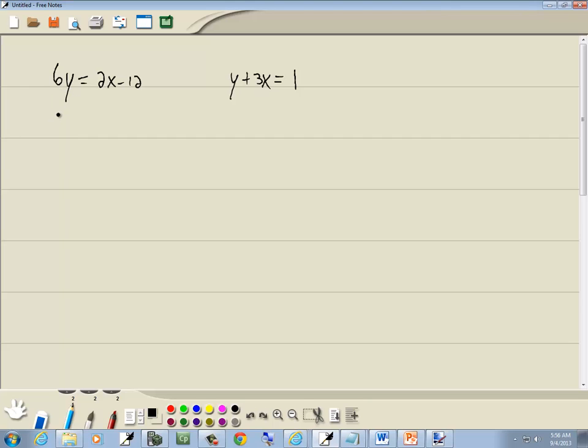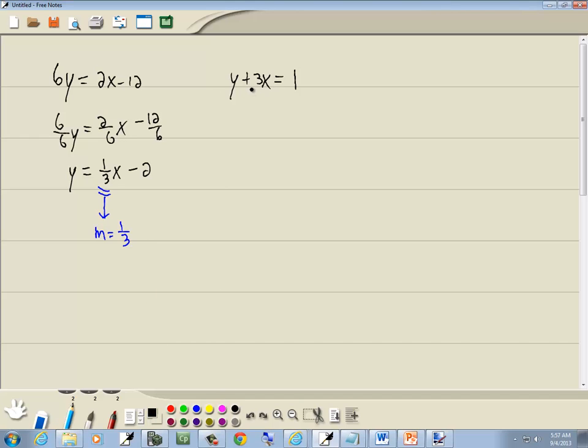So divide everything by 6. I divide the 6 by 6 with the y, 2 divided by 6 with an x, minus 12 divided by 6. The 6 is cancelled. 2 and 6 are both divisible by 2, which gives us 1/3 x, minus 12 divided by 6 is 2. Now once you have it in slope-intercept form, y equals mx plus b, then your slope is whatever number is before your x. So in this equation, our m is 1/3.